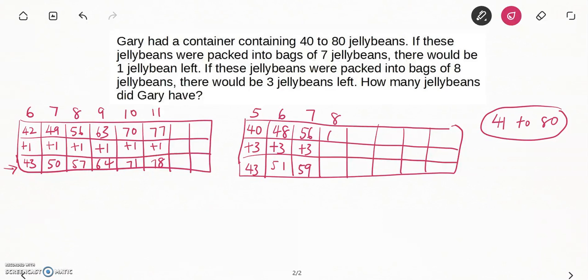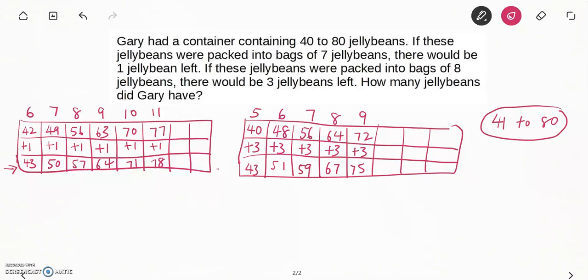Then 8 times 8 will give you 64. Plus 3 will give you 67. 9 times 8 will give you 72. Plus 3 will give you 75. Then that's the end already, because any number bigger than this will be more than 80. So now we need to match the numbers.